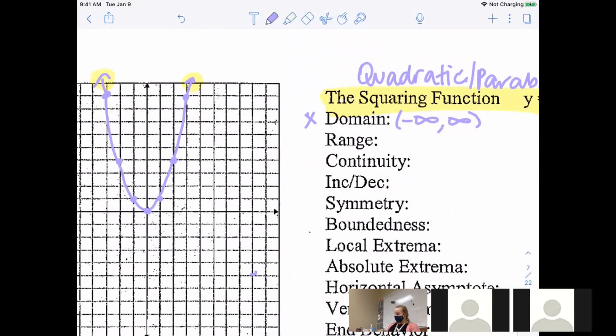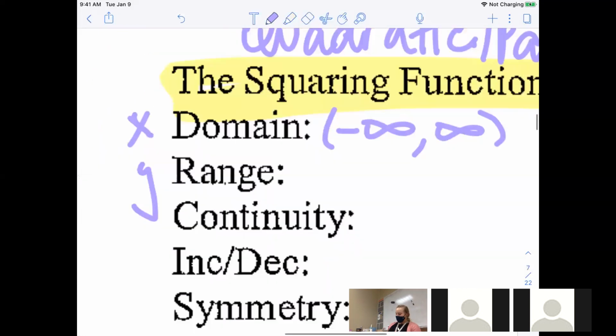If domain is x's, then that means range is y's. And so if I'm looking at the y's, I'm looking at what's the lowest y you see? 0. What's the biggest y you see? Infinity, good. I am going to use a bracket on 0 here though, because there was a point at 0. So I'm going to use a bracket there. Bracket 0, comma, infinity, parentheses.